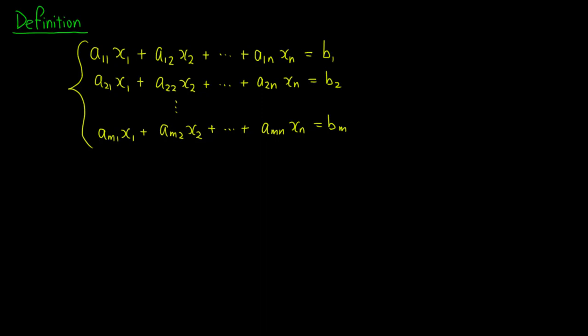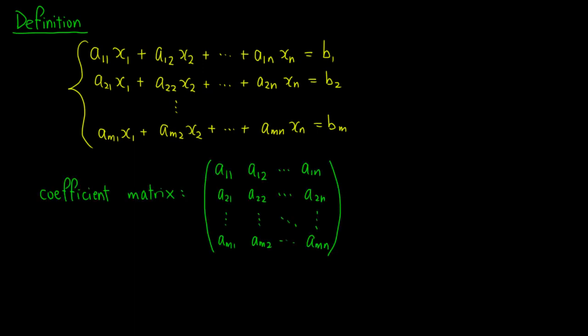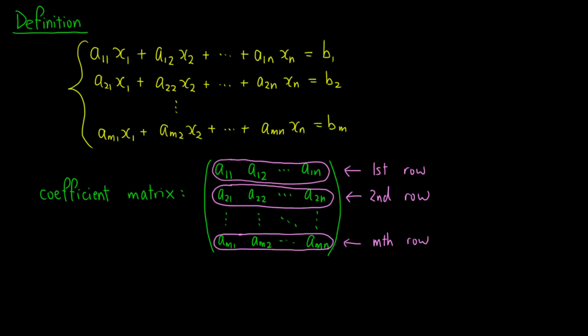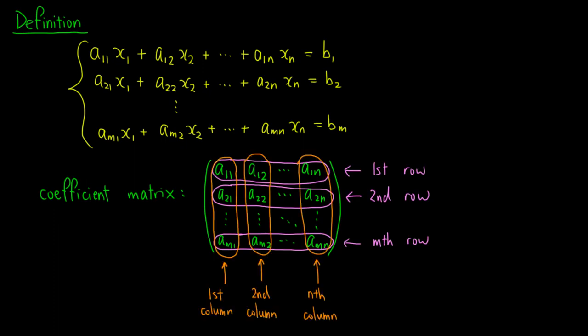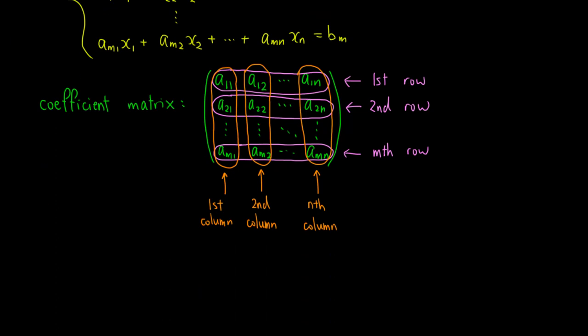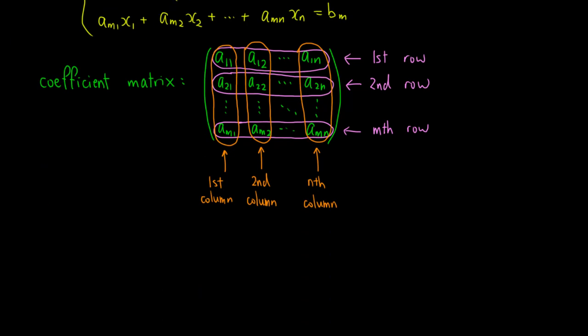Suppose we have m linear equations in n variables, which takes the following form. We define something called the coefficient matrix, which is a table consisting of all the coefficients aij's, enclosed by a pair of brackets. Each horizontal line of numbers is called a row, and each vertical line of numbers is called a column. So there are m rows and n columns in this coefficient matrix.